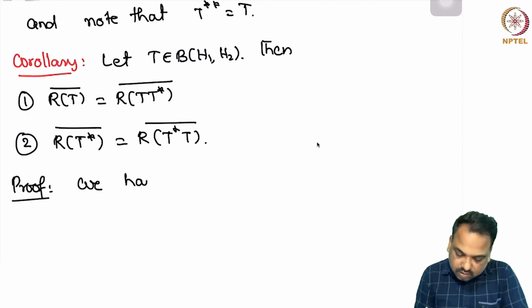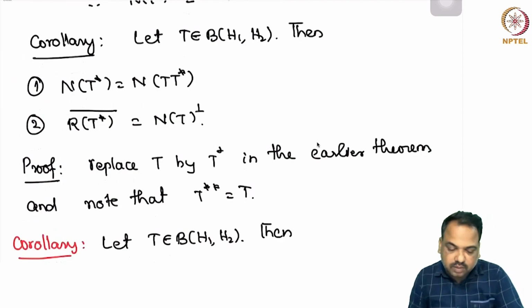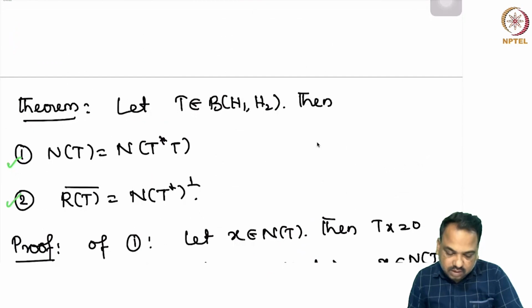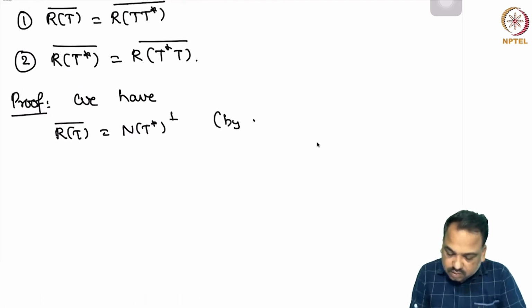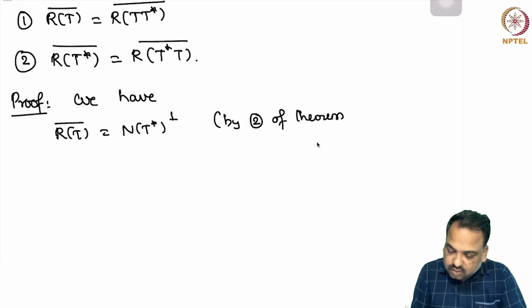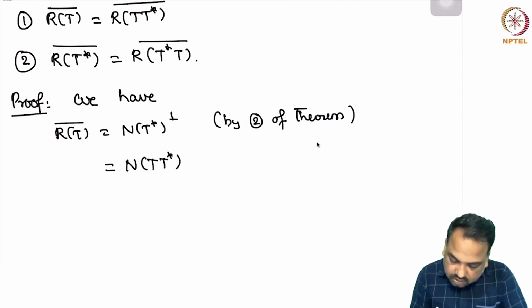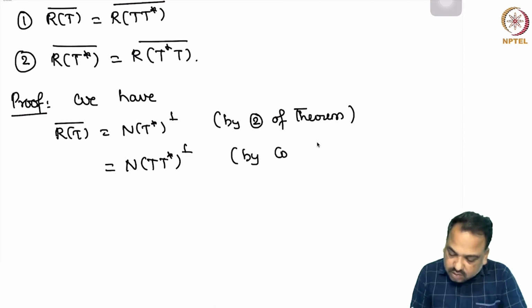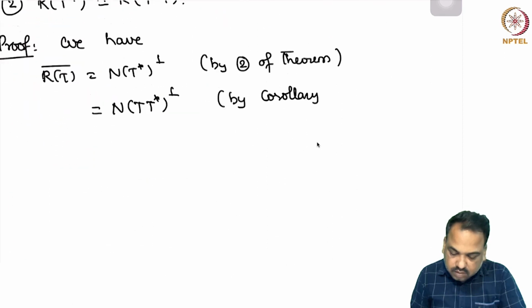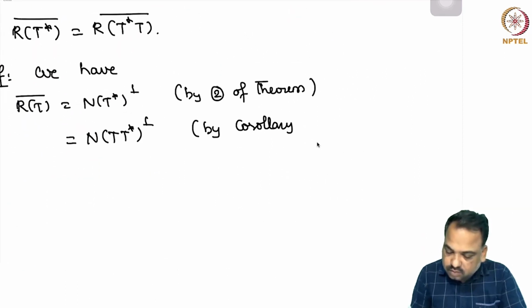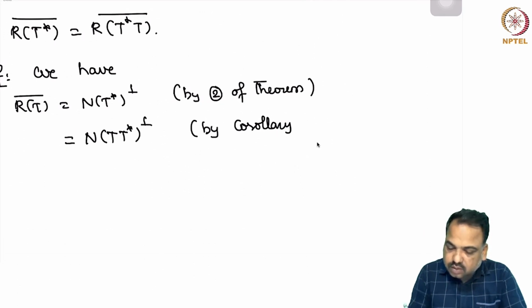So we have range of T closure is null space of T star perp. This is by 2 of the theorem, and we know that null space of T star and null space of T star are same. So this is by, let us say this is corollary 1. By one of corollary 1.